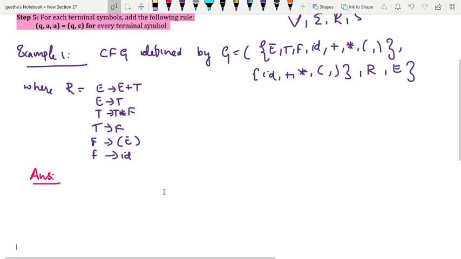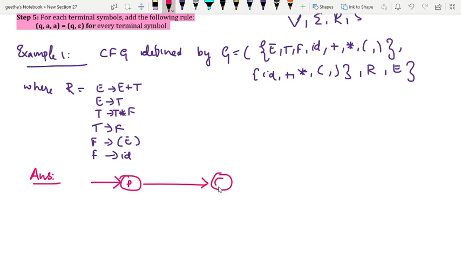So to show the start symbol, let me take one state P, and I said I'm going to begin the PDA with only one state, that is Q. So epsilon and then E, and after that all the representation of rules. So from Q, where you go here.